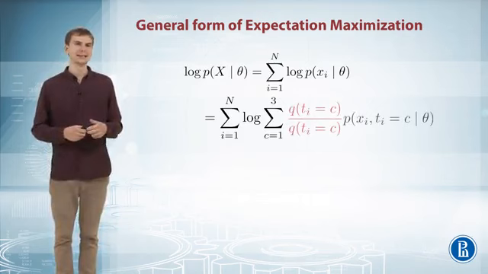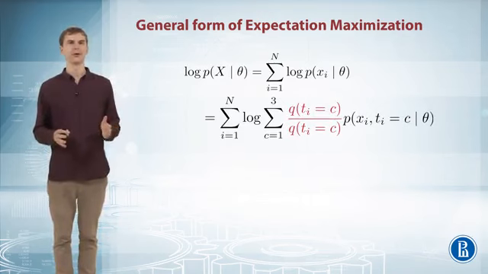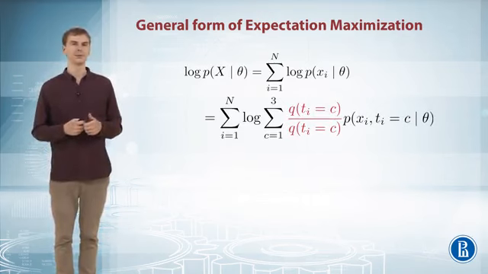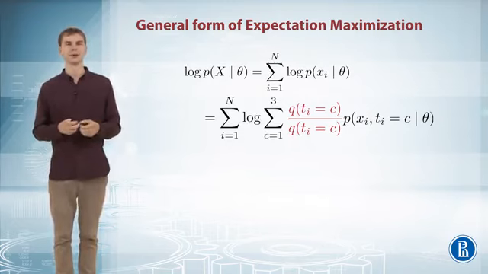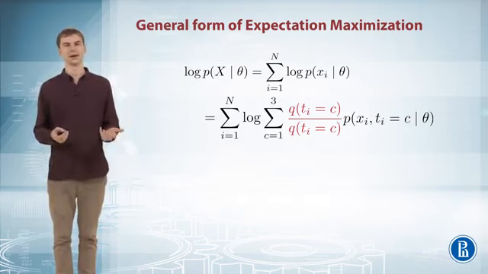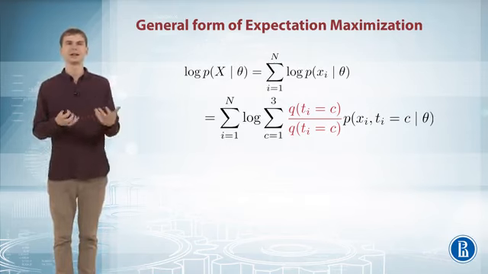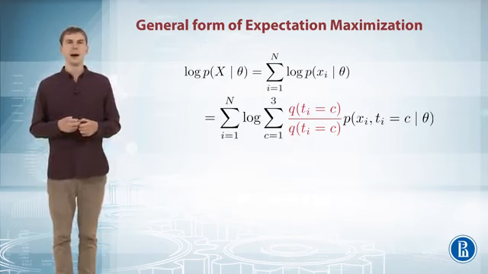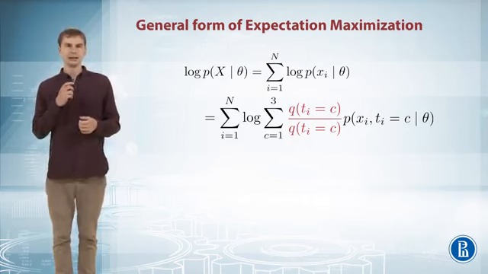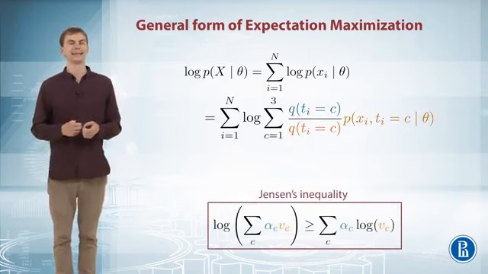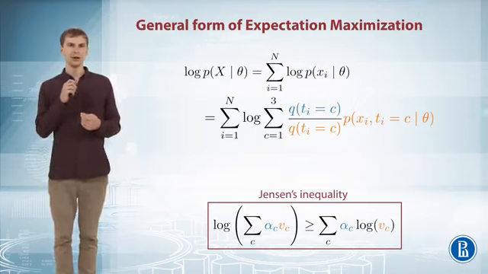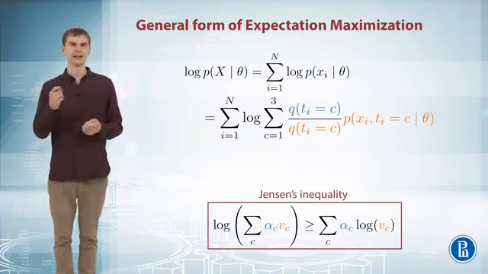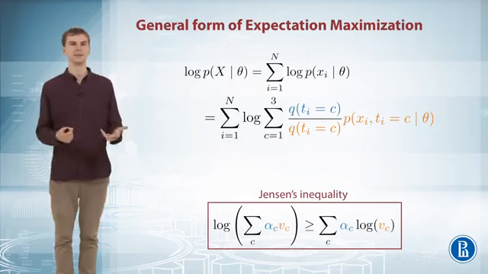So let's introduce any distribution q on the latent variable t we want, and let's multiply and divide our function by this q. It doesn't change anything, right? Because we just multiply this thing by 1. But now we can treat this q as weights in Jensen's inequality. So we can treat this q as alphas, and we can treat the joint distribution p of x and t divided by q as the points, as v.